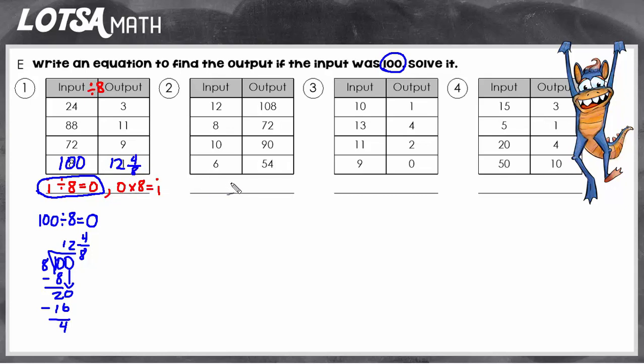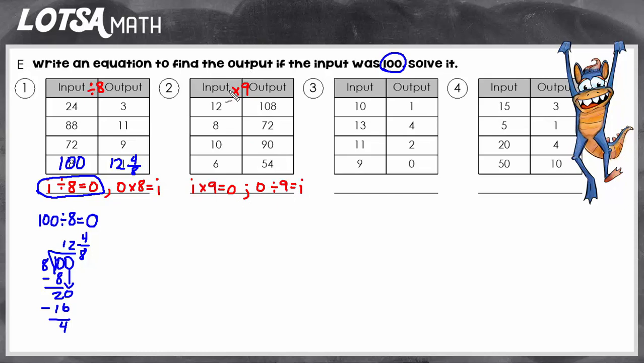So let's look at another one. Here we see that the numbers are getting bigger, so I can tell that it's going to be times 9. So if I wrote my two equations, I would have input times 9 equals output, or output divided by 9 equals input.